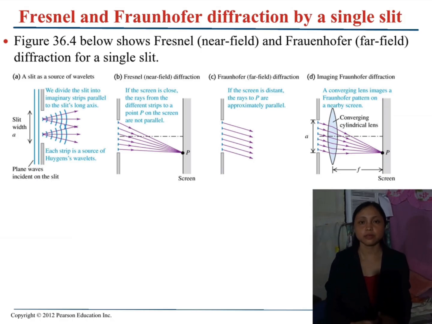The diffraction pattern remains stable and can be analyzed using simple mathematical equations. Because of this simplicity, Fraunhofer diffraction is widely used in optical experiments and engineering applications.